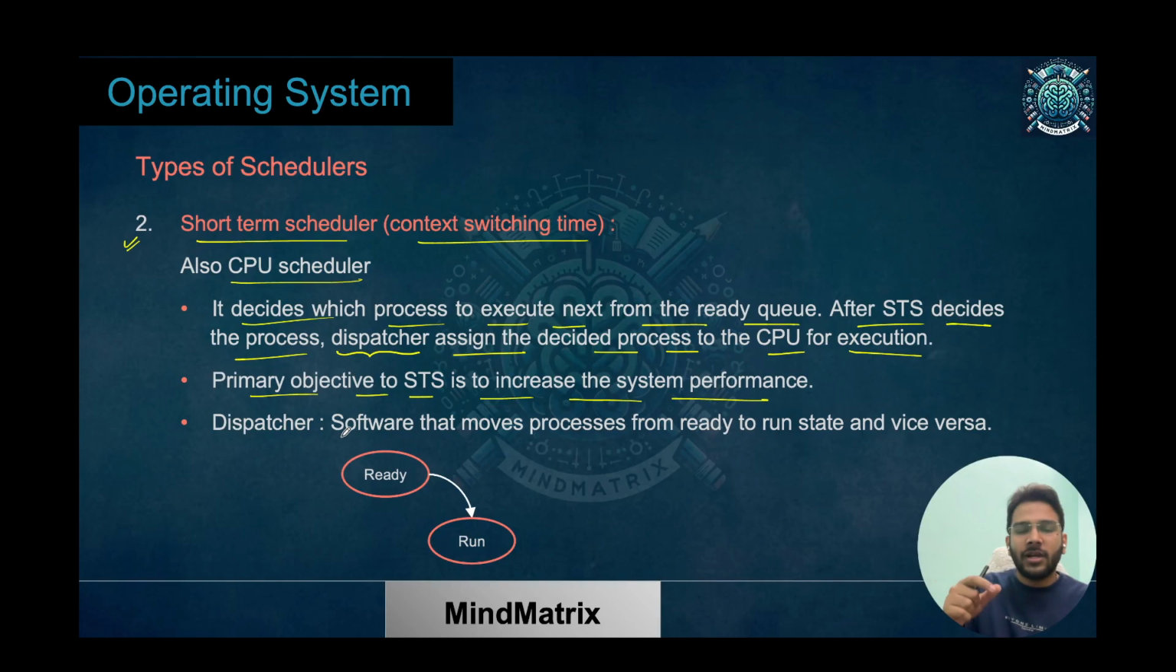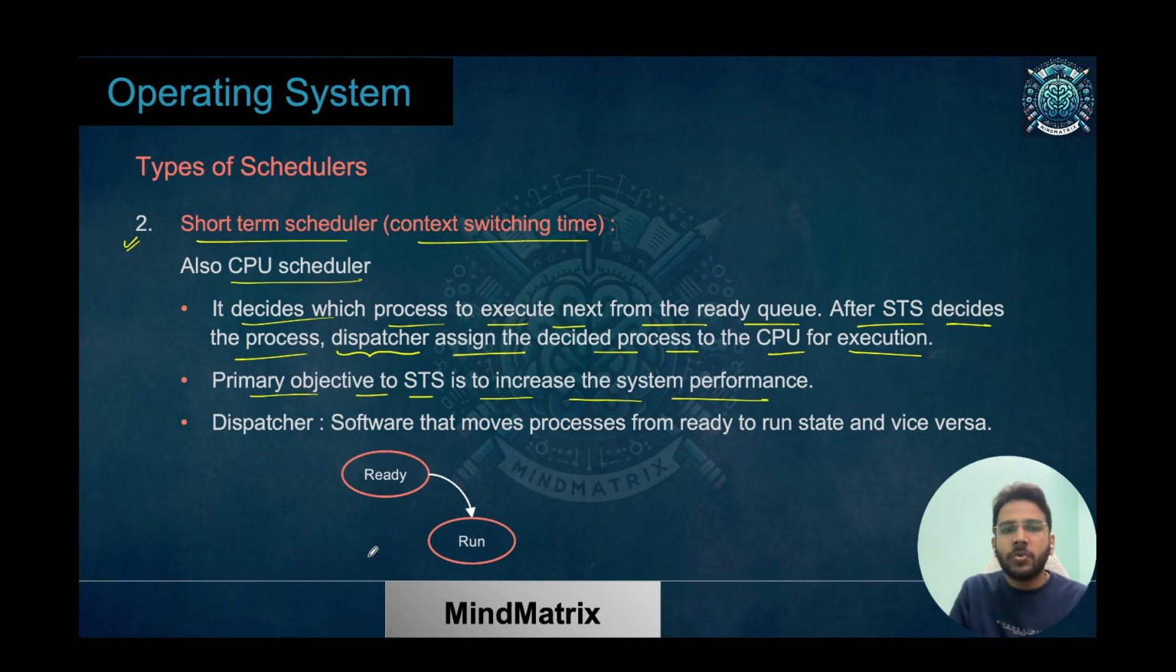So it is going to select those processes which are more CPU bound, and accordingly it is going to select in a well proportionate way which process to execute next, whether the CPU bound process to be executed next or the input output bound process to be executed next. So it selects based on priority as well.